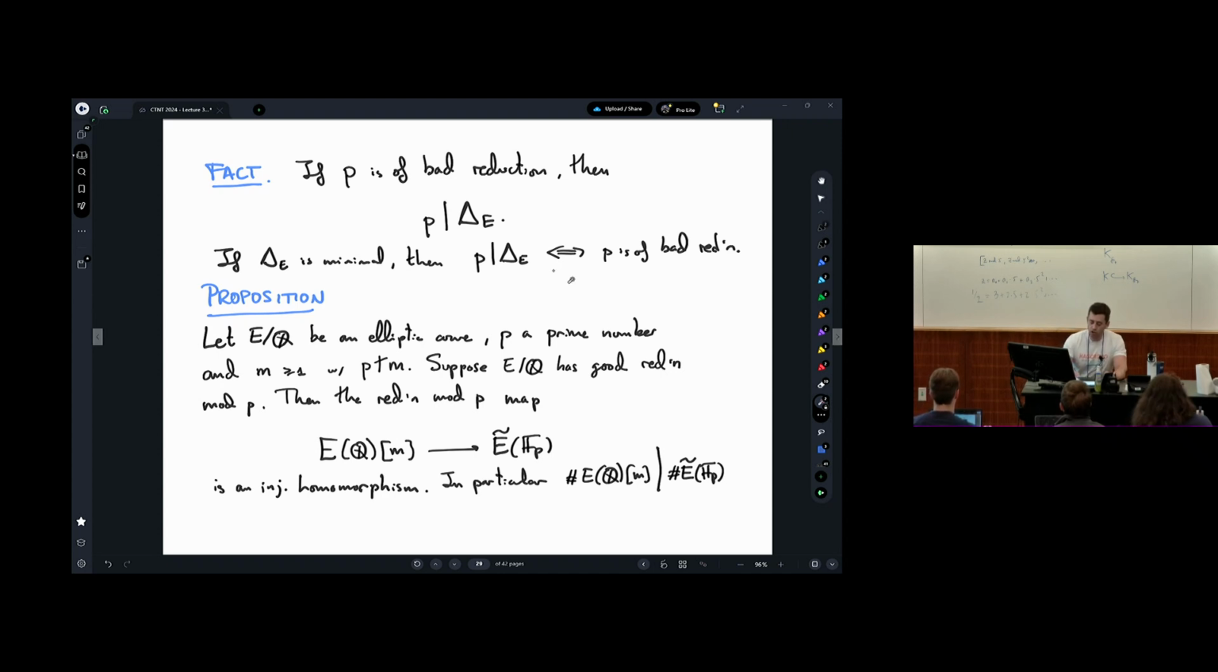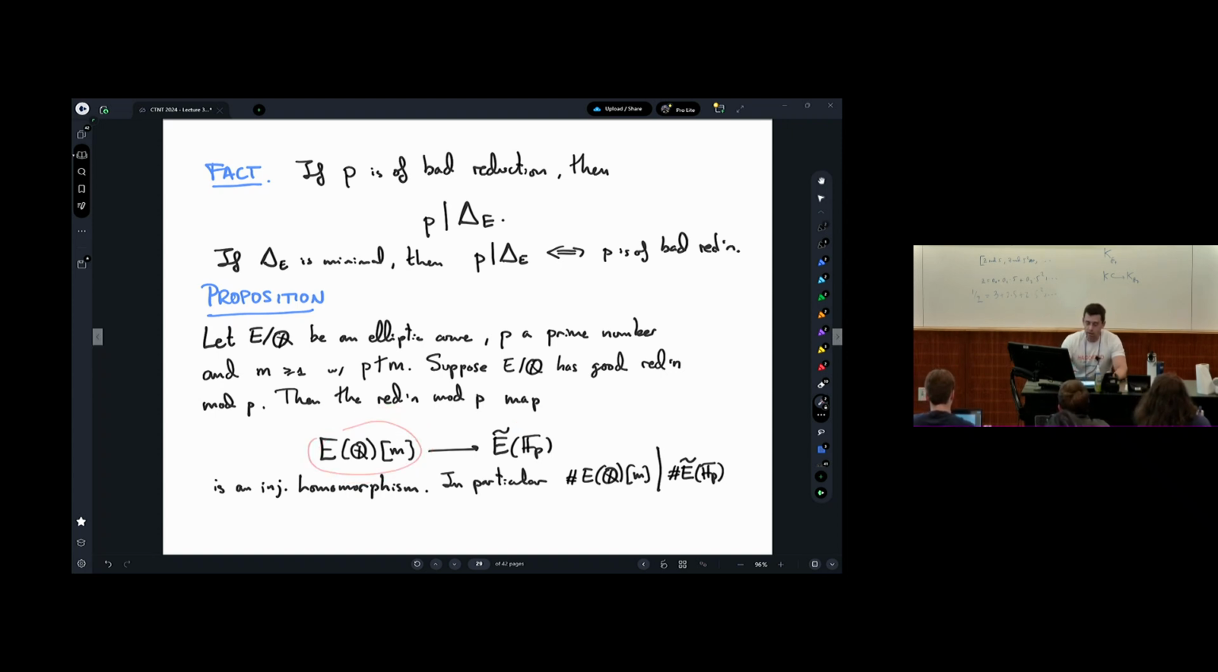And that one tells you actually the if and only if: P is of bad reduction if and only if P divides that minimal discriminant. So I can detect what the bad primes are. And then, take an elliptic curve, P a prime number, and m bigger than 1 that is relatively prime to P, and suppose E has good reduction when I reduce it modulo P. Then the m-torsion of my elliptic curve over Q embeds, because this is an injective homomorphism, into the points over F_p. This I can easily compute, and that gives me information about how big this can be.